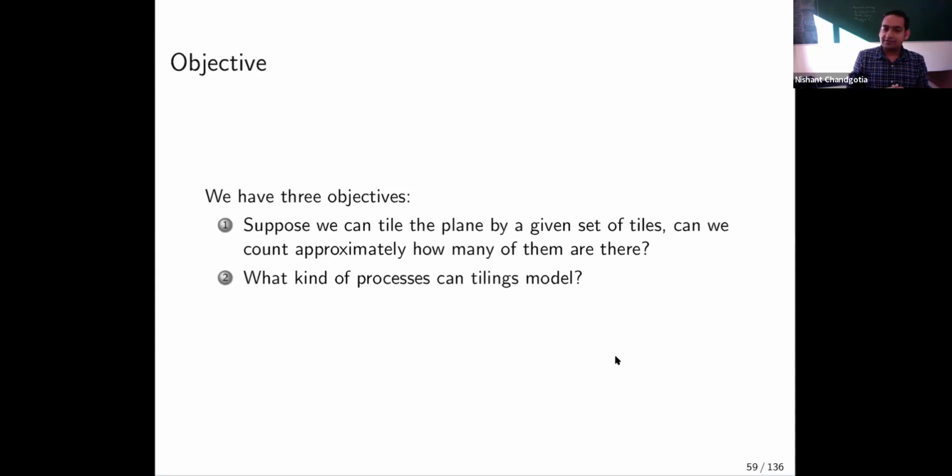The second question which I would like to address is, okay, these tilings are nice, but what can the tilings say about the world? What kind of processes can they model? Now, of course, modeling means different things for different people. I mean a very specific kind of modeling, which is modeling ergodic processes, modeling Z^d actions on Borel spaces. And I'll talk about all of this as time comes.